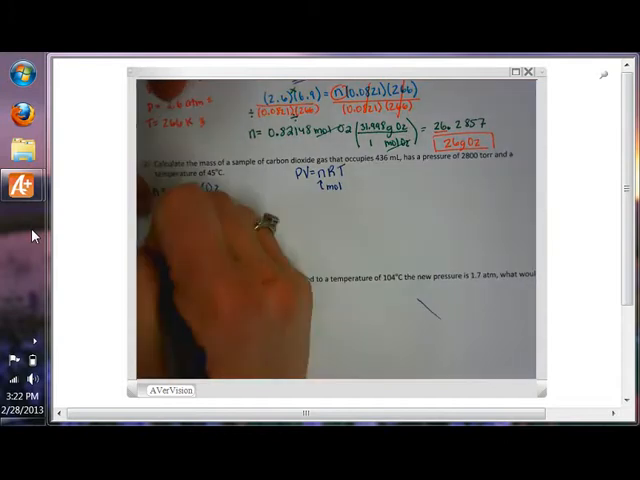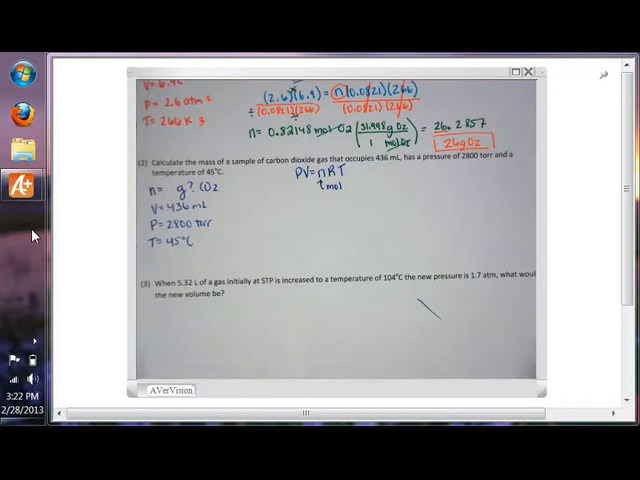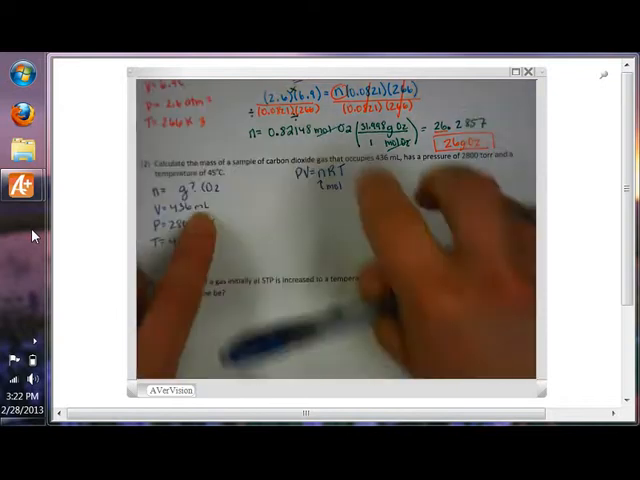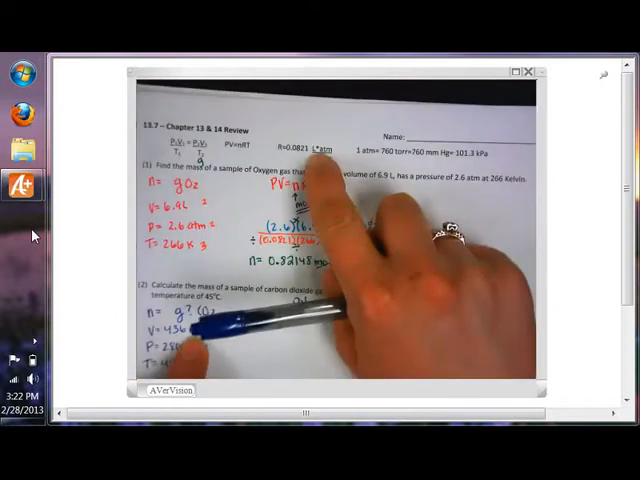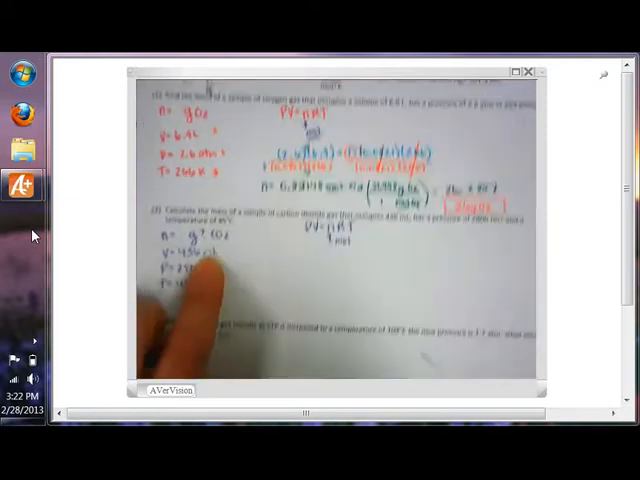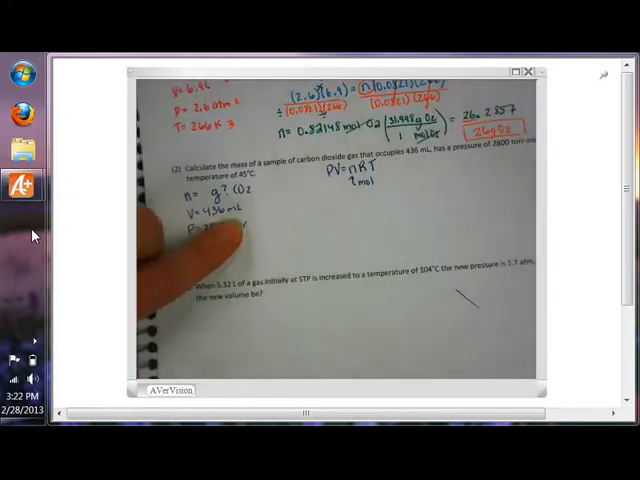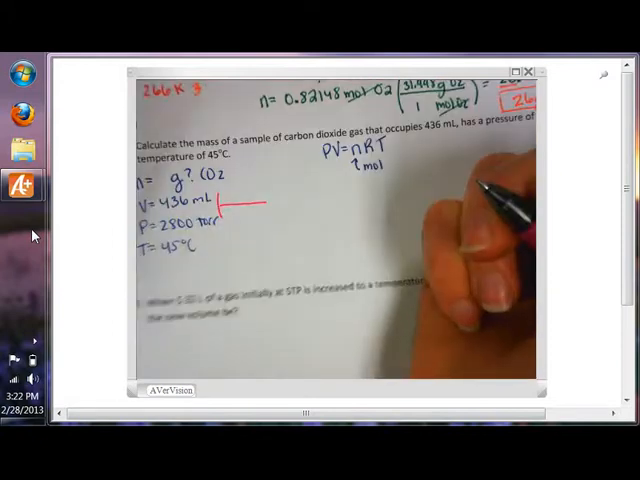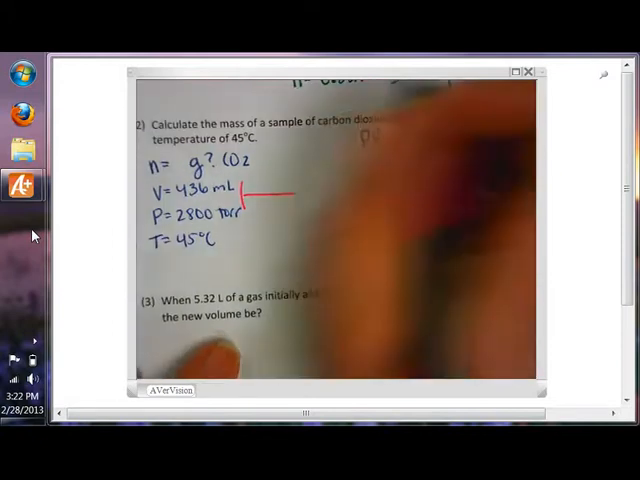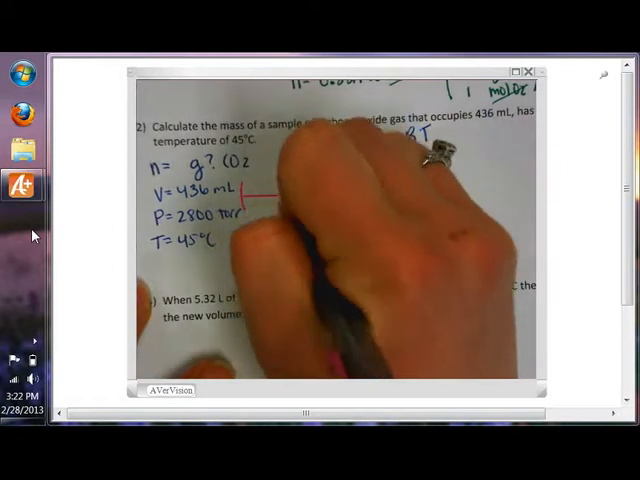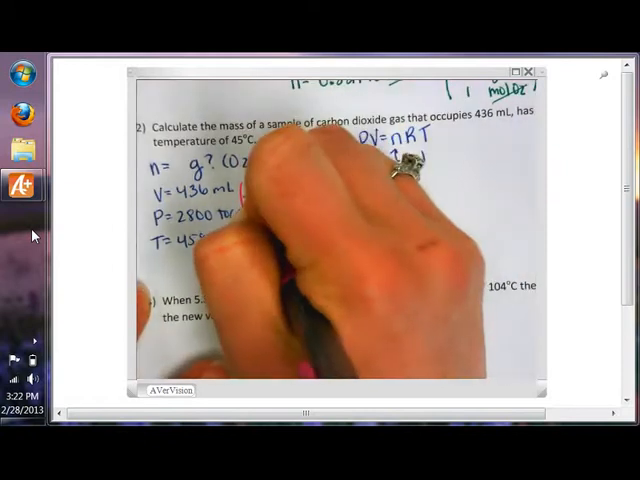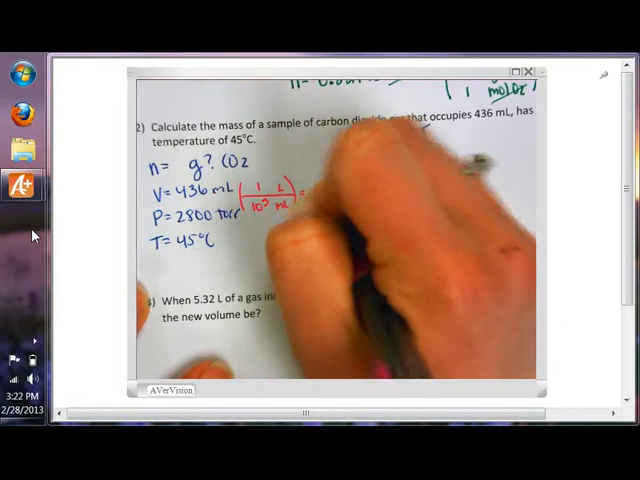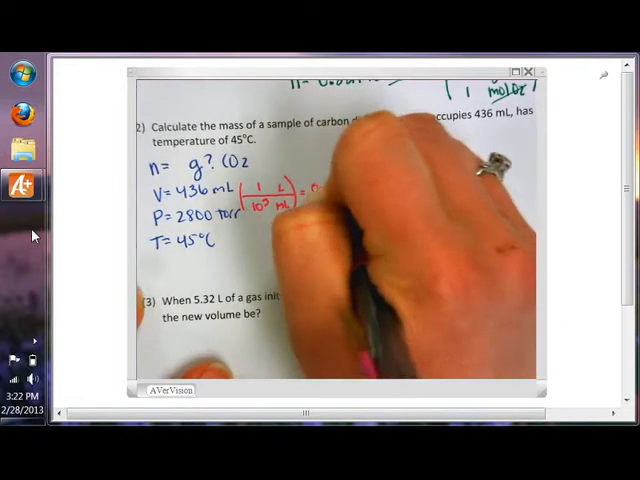So before I plug anything in, I'm going to check against my R constant. I need to be in liters. I'm in milliliters, so I'm going to go ahead and convert that to liters. So I want to get rid of milliliters. That goes on bottom. Liters goes on top. For every 1 liter, there are 10 to the 3 milliliters. And that gives me 0.436 liters.